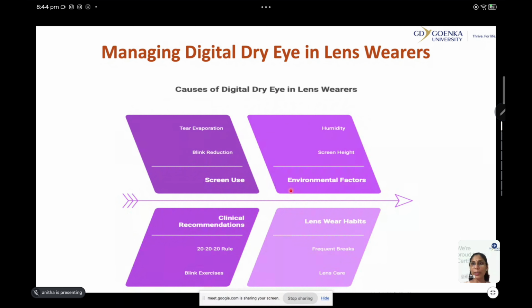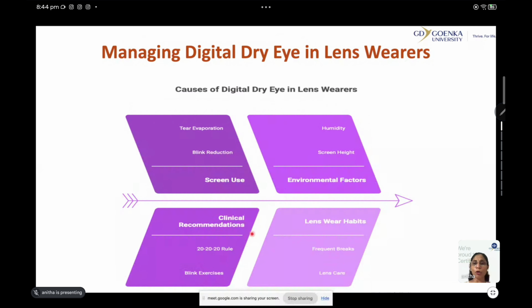So you need to do an ergonomic evaluation, and also ask them for the lens wearing habits, whether they're taking any frequent breaks and what is the lens care system that they're using. So the clinical recommendation, of course, all of us are aware of the 20-20 rule. So this is not practical in most cases. Even we get engrossed hours working on the system and we forget about the 20-20 rule. So you can tell them, or keep some timers, take frequent breaks, and recommend blink exercise.